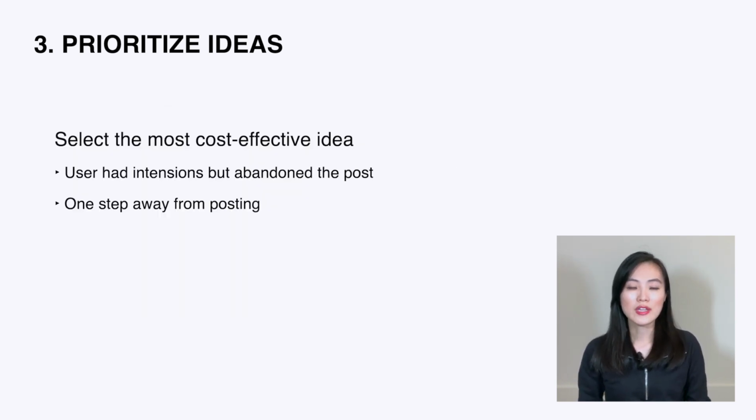Another way to prioritize ideas is to recommend those that are most cost-effective, meaning that we could put less effort to drive more impact. For example, we can focus on the users who have the intention to post but end up not posting anything because they are just one step away from posting. Assuming that there are a fair amount of users who are in this category, we want to prioritize ideas that can encourage those users to post.